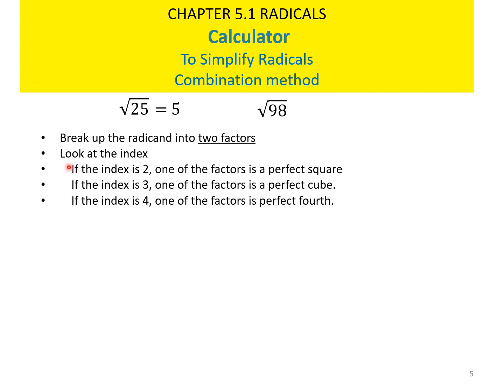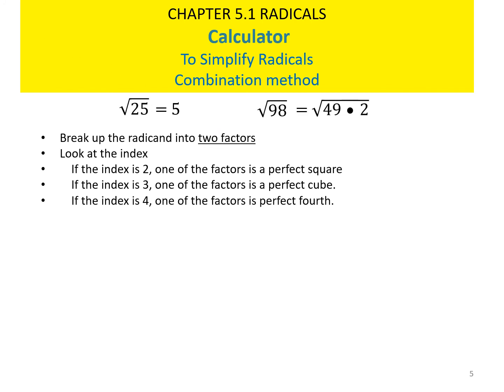Well, you look at the index. The index here is 2. If the index is 2, one of those 2 factors has to be a perfect square. If the index is 3, you're going to try to get one of those factors to be a perfect cube. And if the index is 4, you're going to try to get one of those factors to be a perfect fourth.